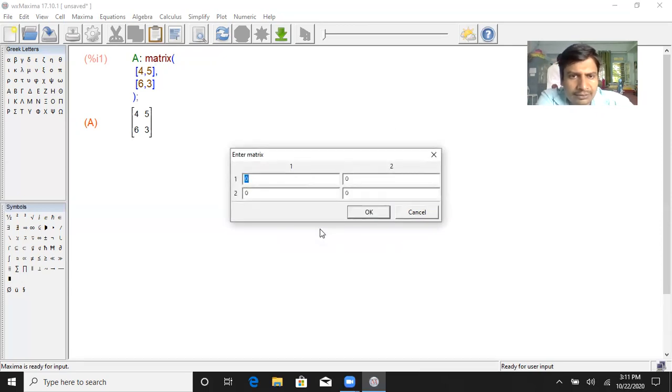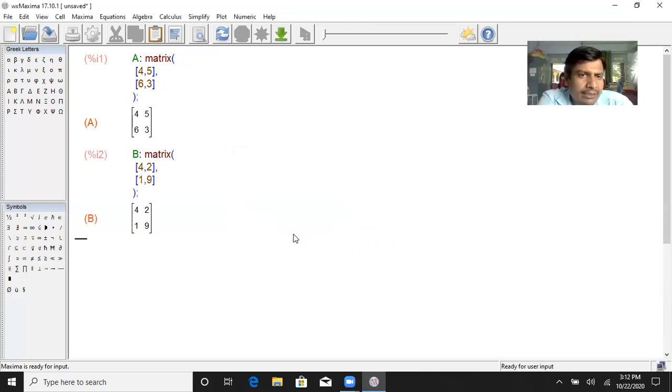Then here I give 4, then tab, 2, tab, 1, tab, 9. Okay, 4 2 1 9. Then you press OK. Then here this is B, that is the B matrix, that is 4 2 1 9.